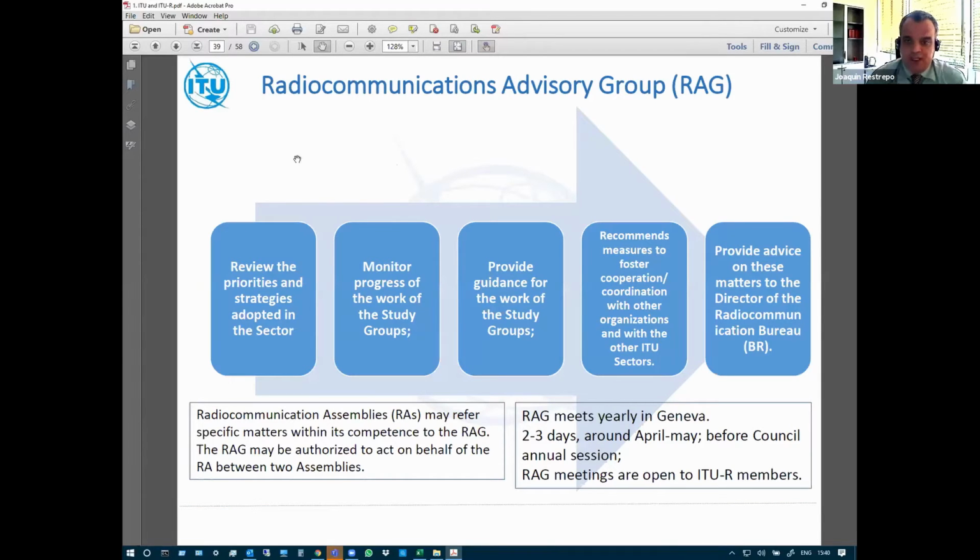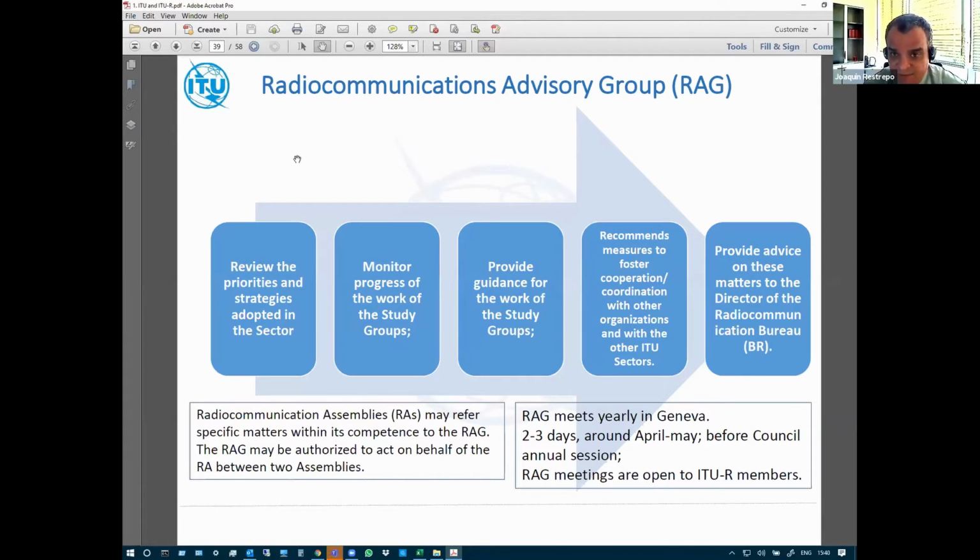We have the Radiocommunication Advisory Group. They review the priorities and strategies adopted in the sector, monitor the progress of the work of the study groups, provide guidance for the work of the study groups, recommend measures to foster cooperation and coordination with other organizations and with the other ITU sectors, and provide advice on these matters to the director of the Radiocommunication Bureau. The RAG meets every year, normally for 2 or 3 days, around April or May, anyhow before the Council, and is open to all the ITU-R members.